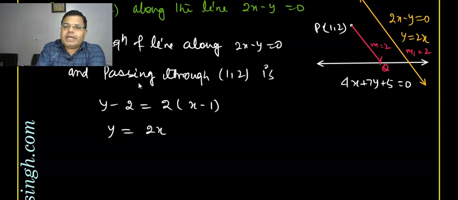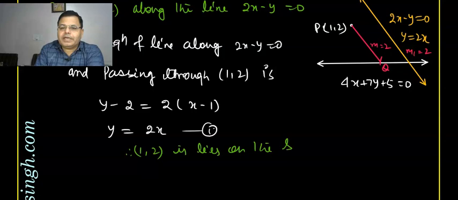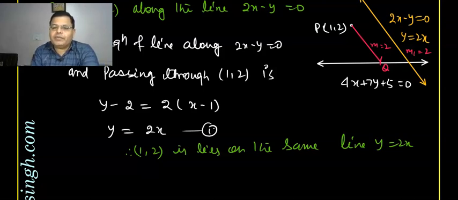So this point lies on this line, it means same. And therefore, 1 comma 2 lies on the same line. It is not a different line. Line y is equal to 2x, that is the same. P is here only. Right? But if it was not there, then you can calculate like this. We don't know whether it lies on it. So, P is 1 comma 2, lies on the same line.